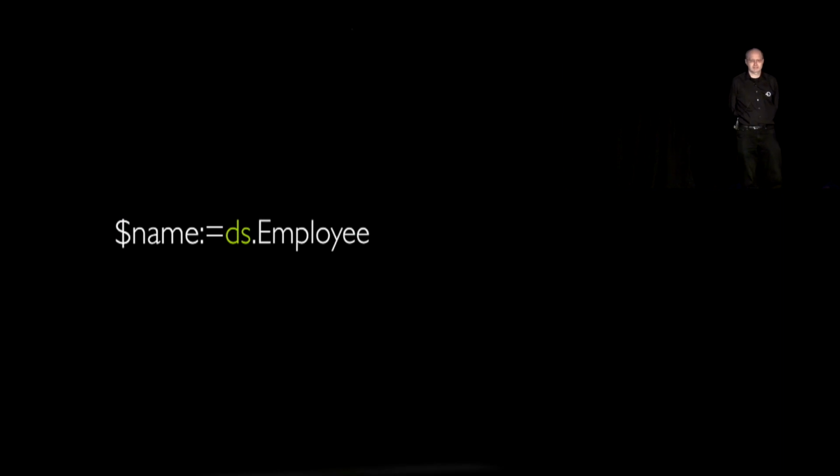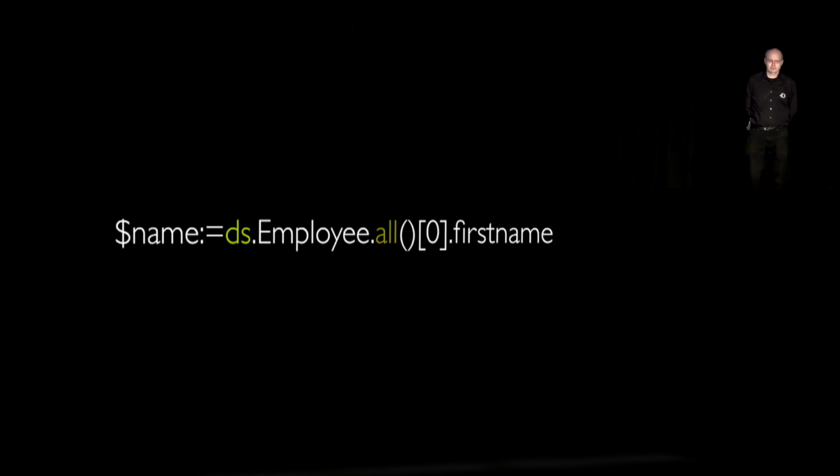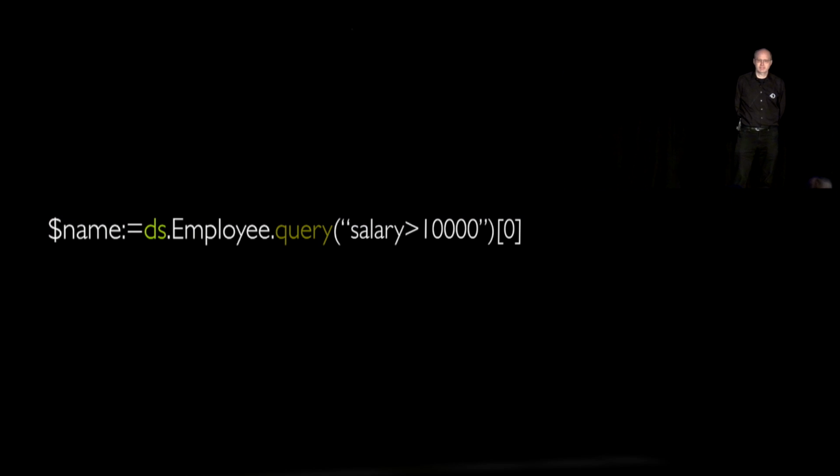DS is for data store. It represents the whole database. Employee is the name of a table. All is a way to access all records in this way. 0 is one of many ways to select one record of that selection. And first name is the name of a field. The language allows in a single line to express complex access of records, handling a database just like an object. The whole database becomes an object.